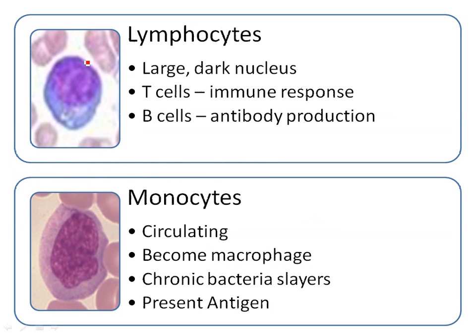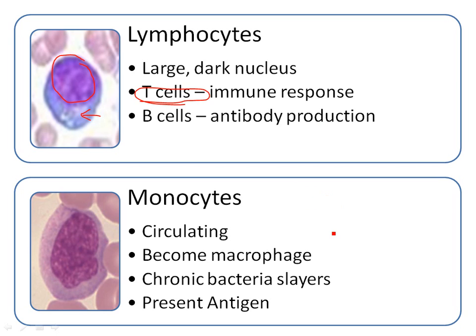Lymphocytes, so now we're in the agranulocyte world. They have a big roundish nucleus that's pretty dark, and you can always see at least a thin rim of cytoplasm around them. Remember earlier I said lots of different types. T cells, for now, are involved in the immune response. And the reason we're simplifying that is because there's a lot of different T cells. There's a couple of kinds of B cells, but for now we're going to simplify them into antibody production.